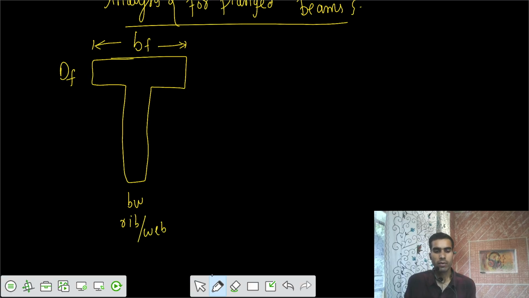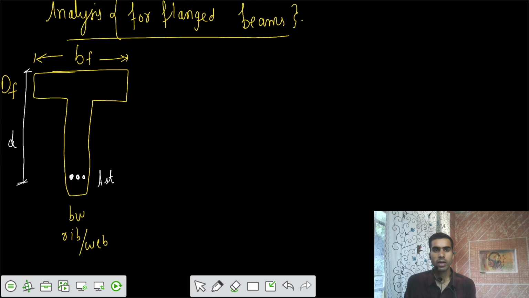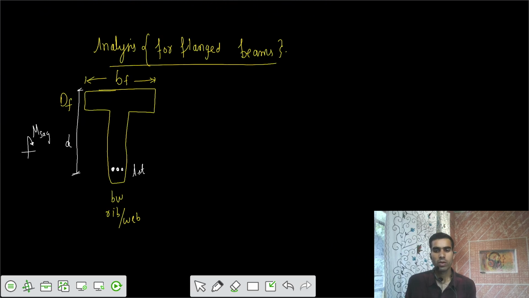And now we are solving for a general case, that is, moment is sagging. Moment is sagging, that means the tension zone is in the bottom side, so we are placing steel reinforcement in the bottom side. Let's say there's some steel of AST, and some effective depth of small d. Then we have these terms, and we are going to solve it in this way.